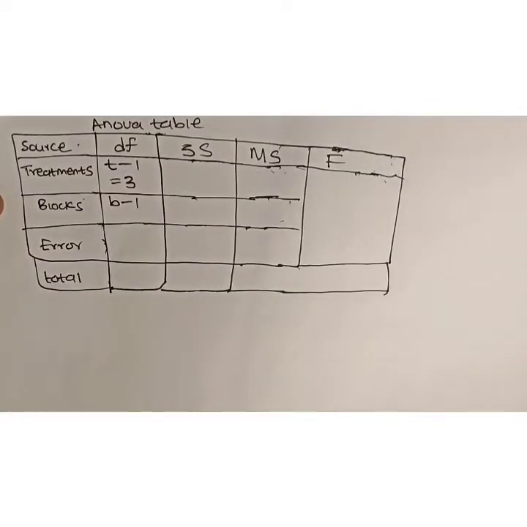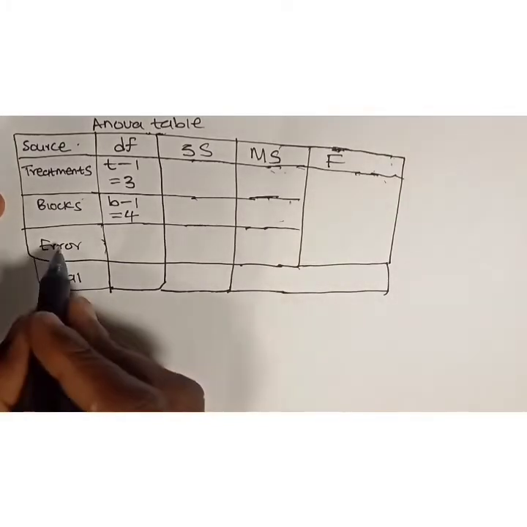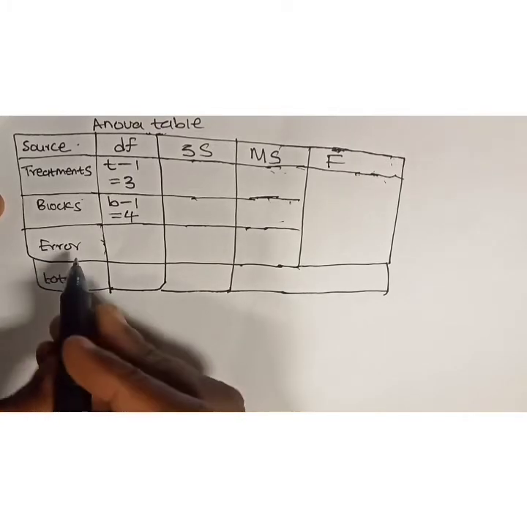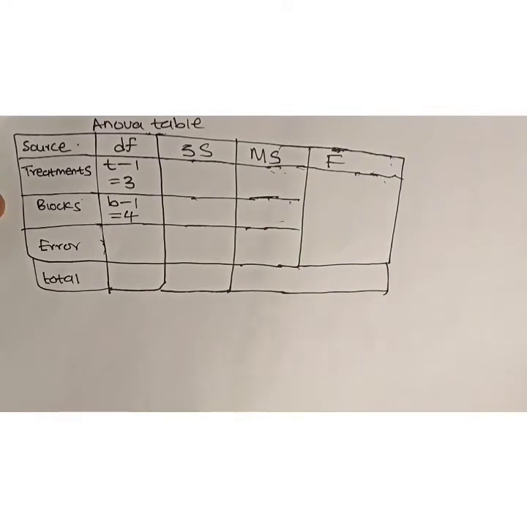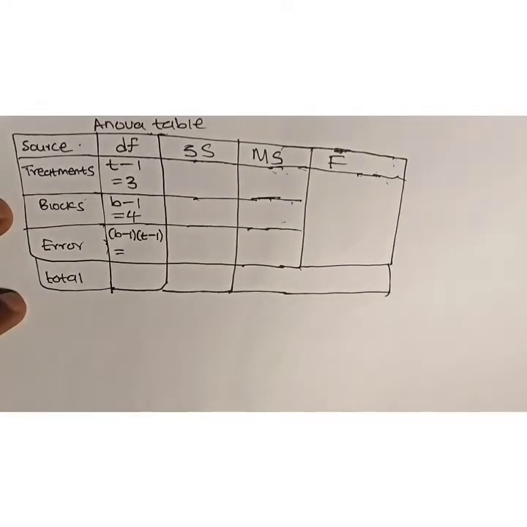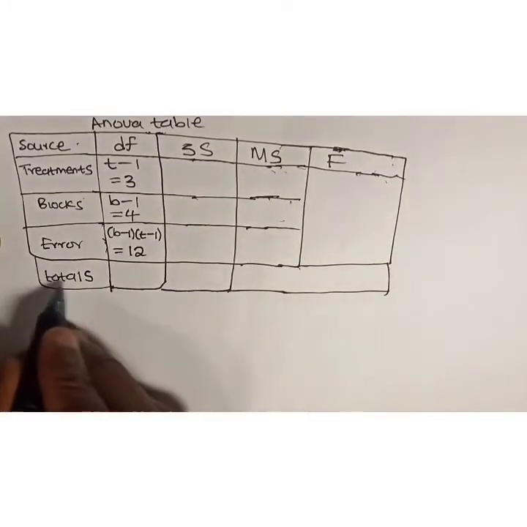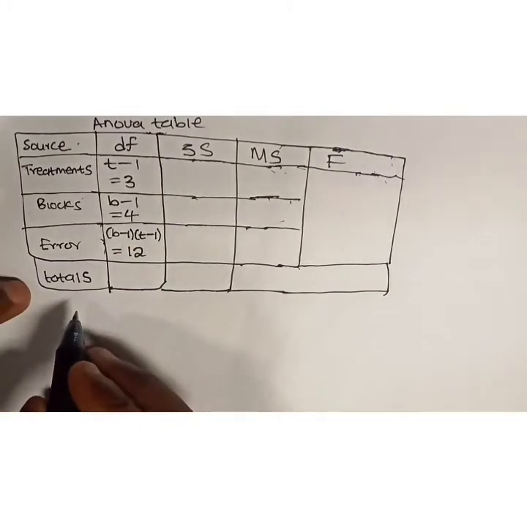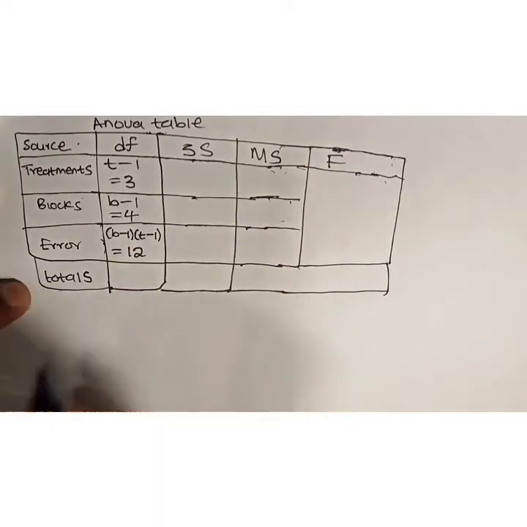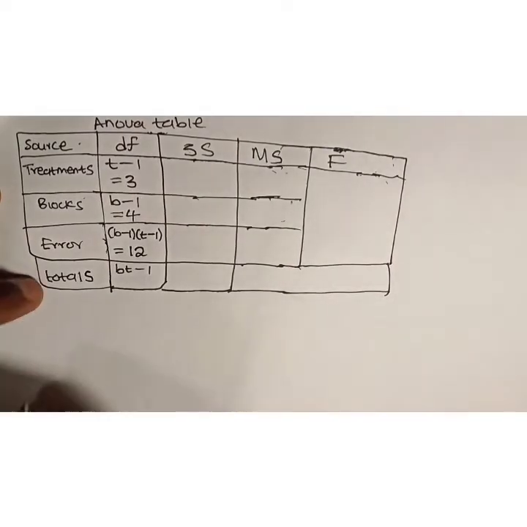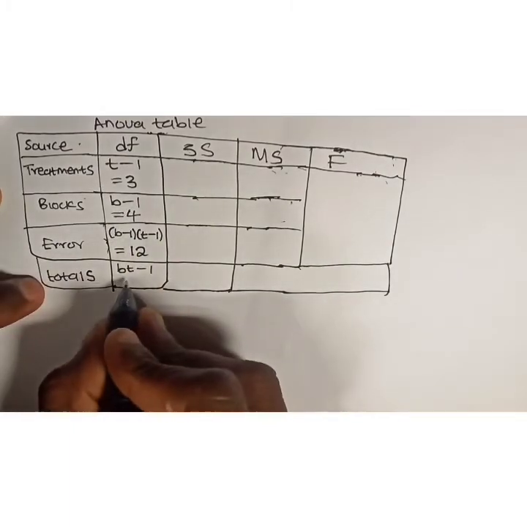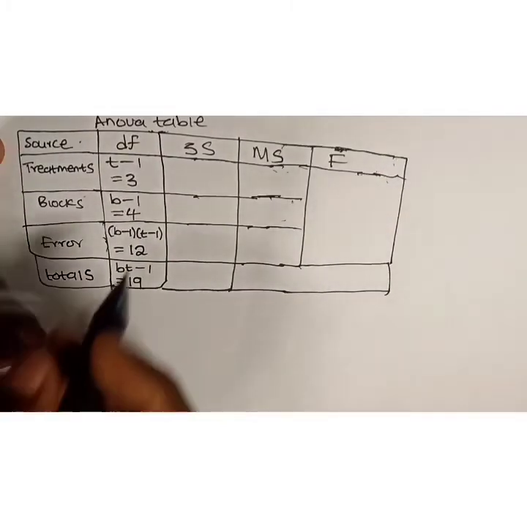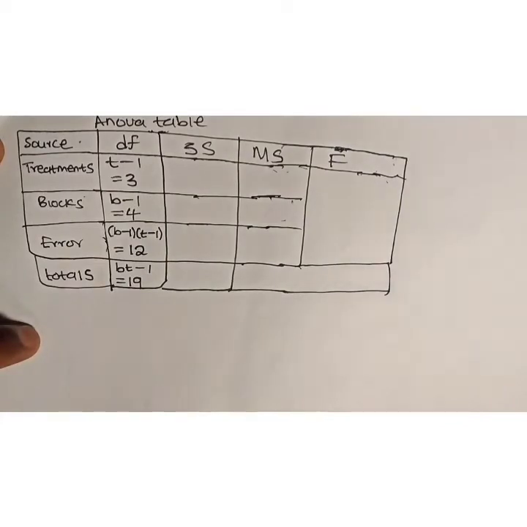Since we have 5 blocks, the degrees of freedom for the blocks is 4. And the degrees of freedom for the error is given by the product of T minus 1 and B minus 1, which is 12. And the degrees of freedom for the total is given by BT minus 1, which is the same as 12 plus 4 plus 3, which I'll get 19. And as for sum of squares, we calculated the values.